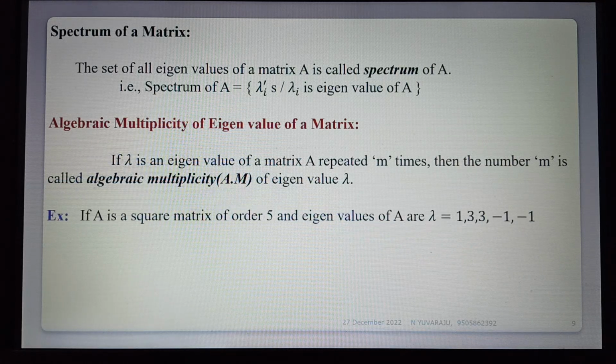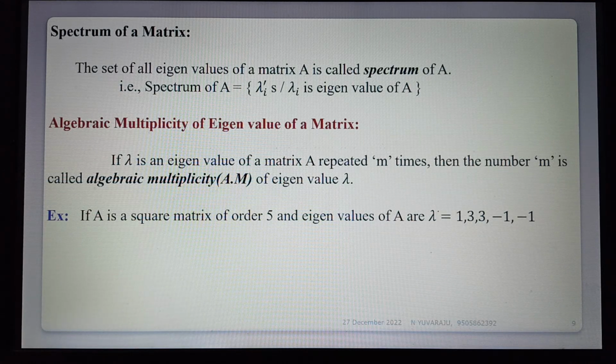For example, here if A is a square matrix of order 5, that is 5 by 5, then how many eigenvalues exist? Totally 5. Like the order of the given matrix, that many eigenvalues exist. So since the order is 5, there are 5 eigenvalues. Assume the eigenvalues here are 1, 3, 3, -1, -1. For each eigenvalue we write the algebraic multiplicity.